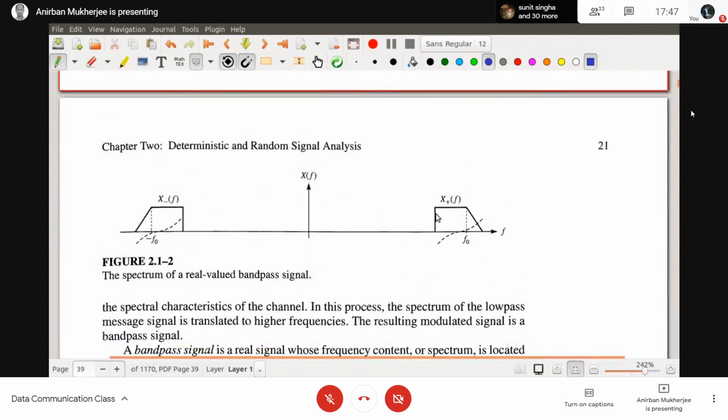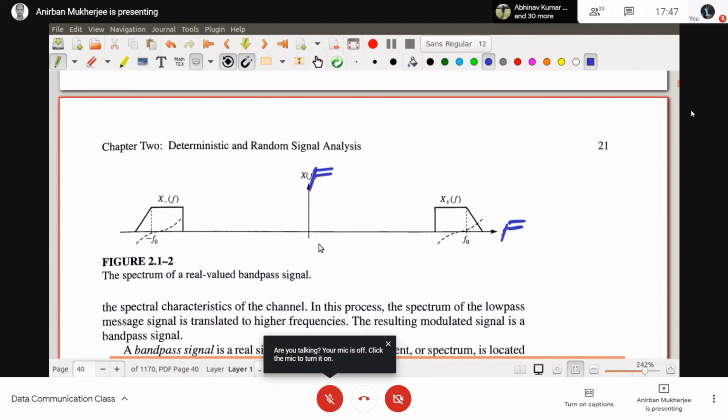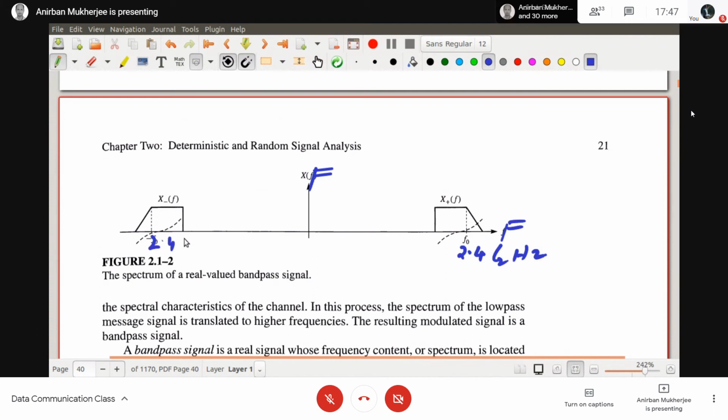That means your spectrum, say this is X of f, is something like this. Say this is 2.4 gigahertz, and this is minus 2.4 gigahertz. There is the magnitude spectrum, and this is the phase spectrum, which is also inverted. So this is a real valued bandpass signal, where the spectrum is not near the origin.